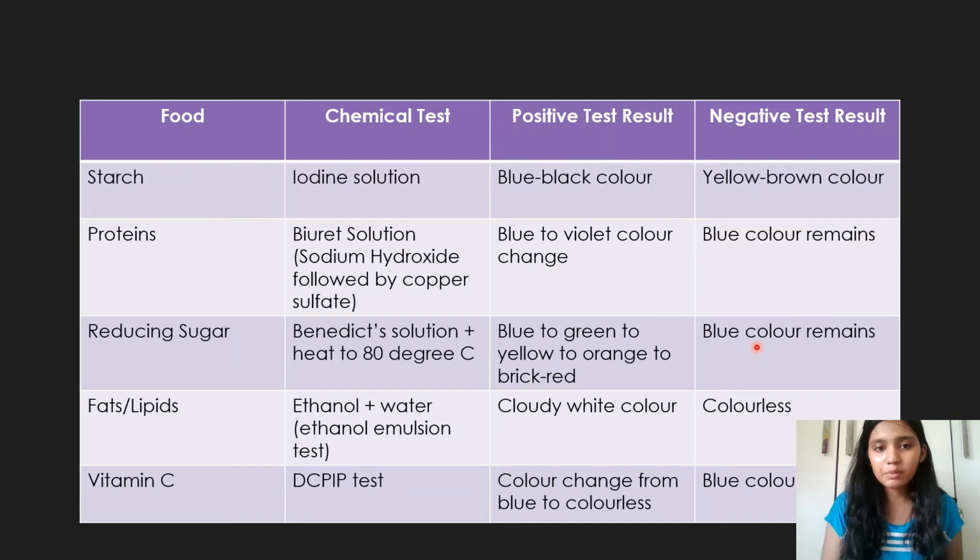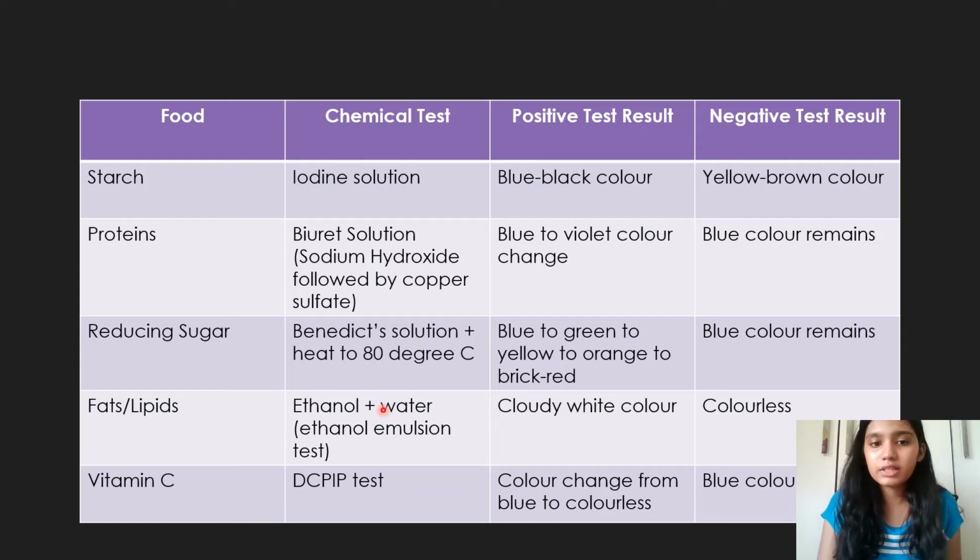Then you have fats and lipids, where you use the ethanol emulsion test. It's very important to know the name, ethanol emulsion test. You get a mark for it. The components of it are ethanol and water, and you get a cloudy white emulsion, like a cloudy white color if the test result is positive, if fats are present, and if not, it's colorless.